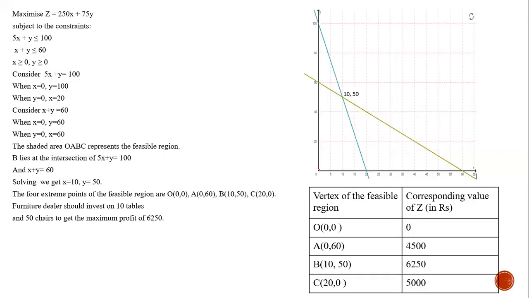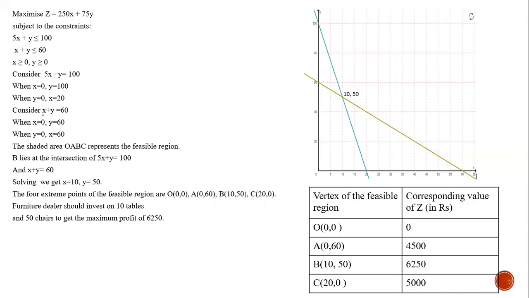So this can be represented in the xy coordinate system. When x is 0, y is equal to 100. Similarly, when y is equal to 0, x is equal to 20. Let us join those points, so we get a line. That is represented here in blue color. This is with respect to the equation 5x plus y is equal to 100.